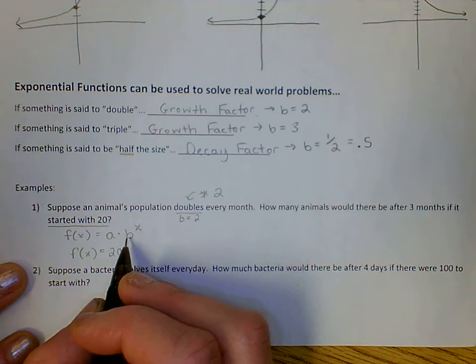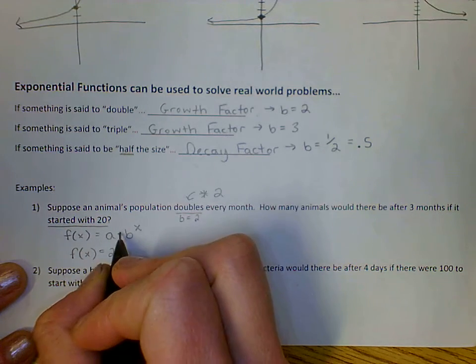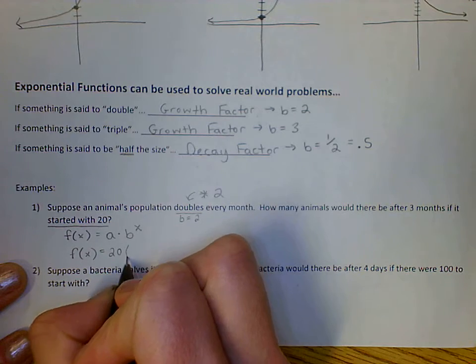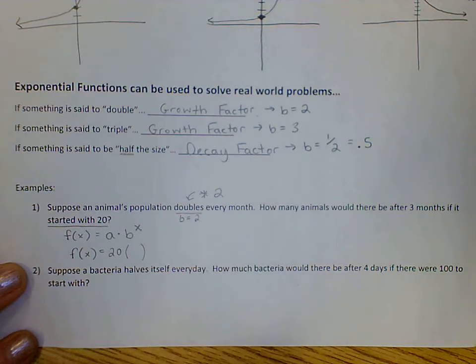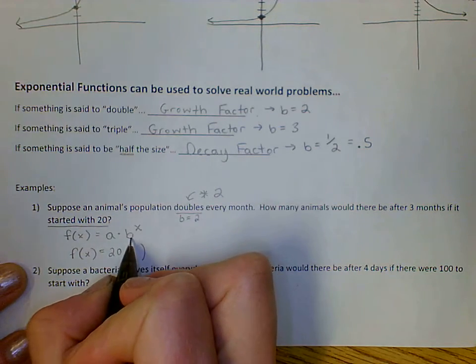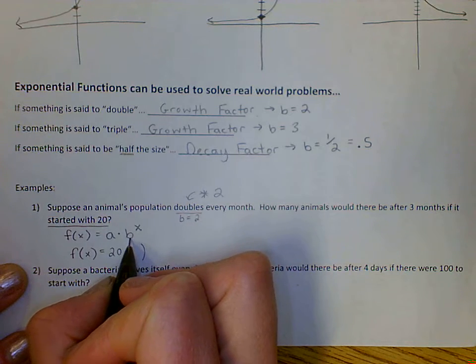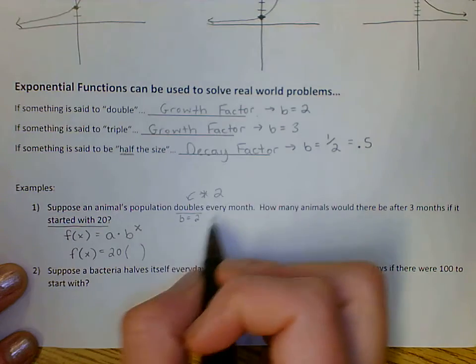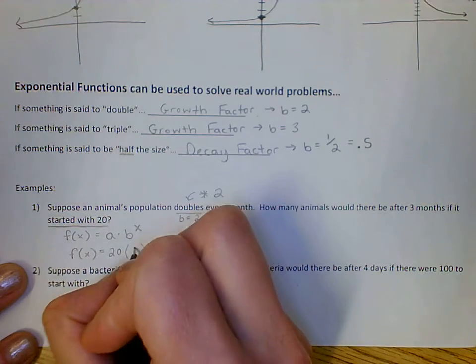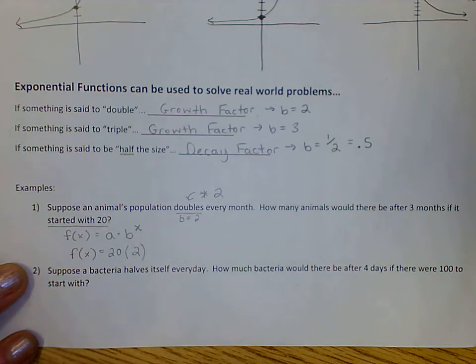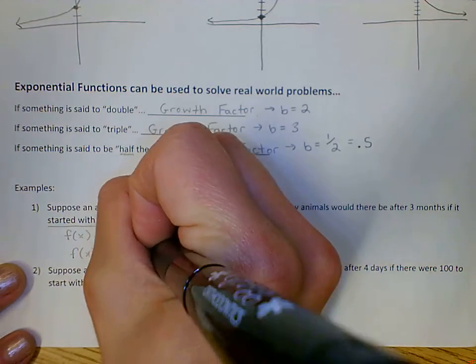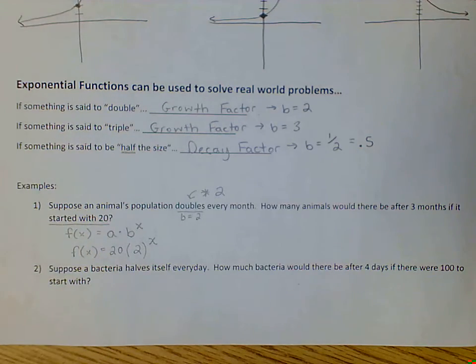And then your b, you could write the multiplication sign here, or you're going to notice a lot of people put parentheses, so we're going to get in the habit of doing that. It's whatever you're multiplying by each time. And here, notice it says it's doubling. So that means that we're multiplying by 2. So that's what goes there. And then you write your x. Okay, so that's your equation.